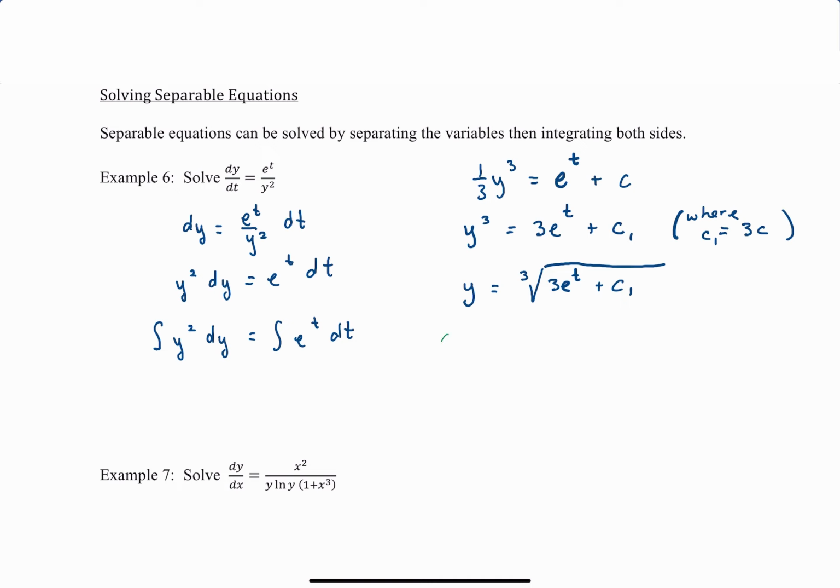But the thing is, we can't split up our cube root. So I don't even have a cube root of c1 to be talking about. I can't say that's the cube root of 3e to the t plus the cube root of c1, because radicals just don't split up like that. So the c does truly have to be added to the 3e to the t first, and then the cube root taken.